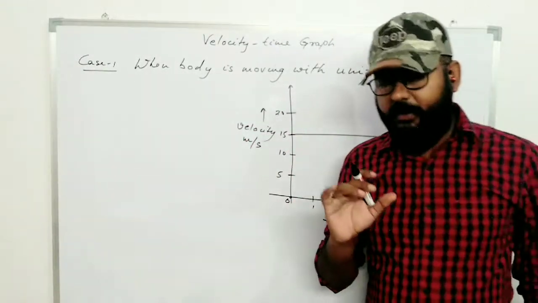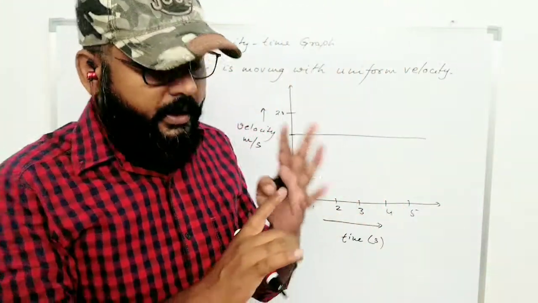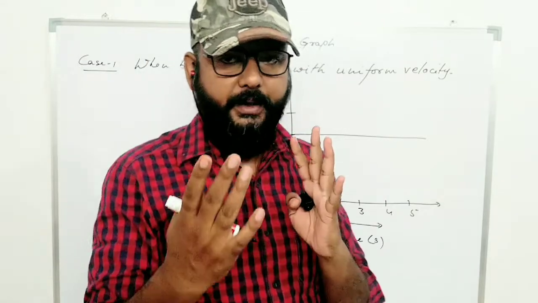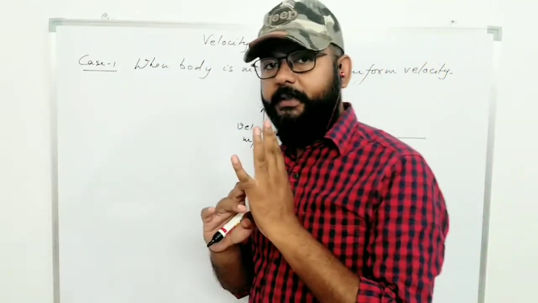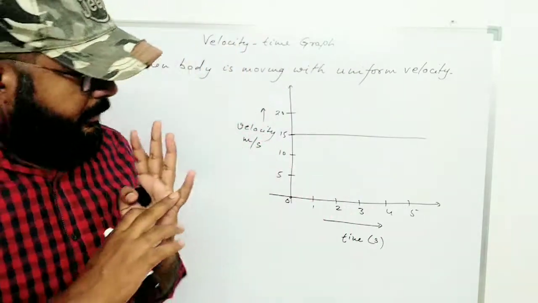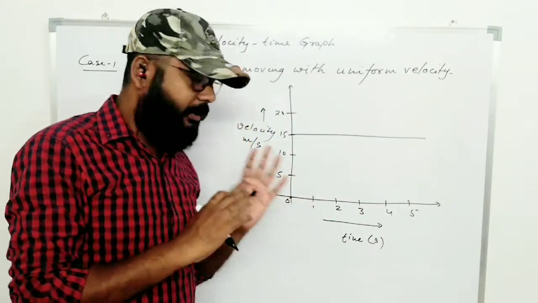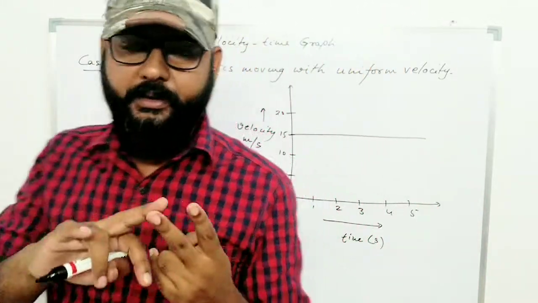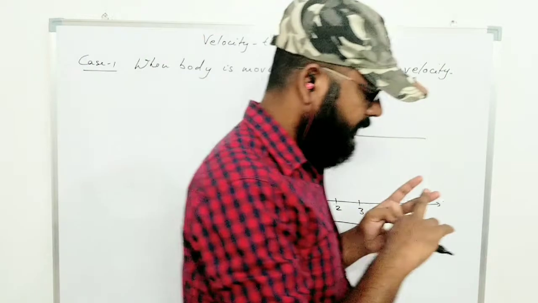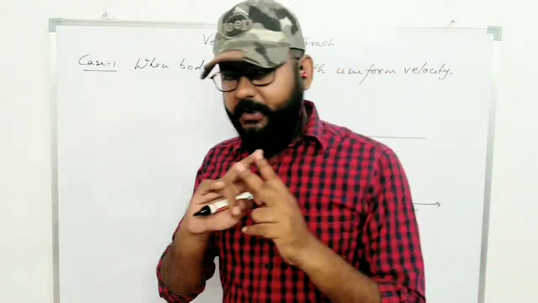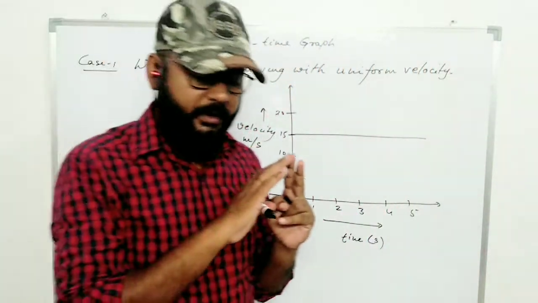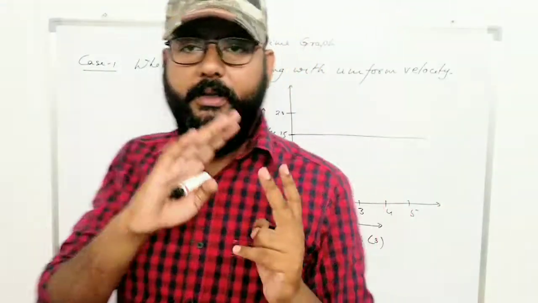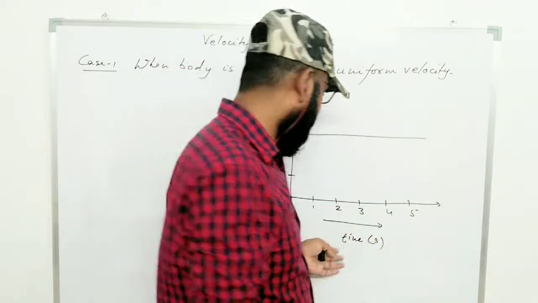Now the main important thing in this graph: with the help of the distance time graph, we find the speed of the object. With the help of the velocity time graph, what do we find? Two things: one is acceleration and the second is displacement. How do we find displacement? By the help of area. And how do we find acceleration? By the help of slope. I already told that tan theta is also known as the slope of the line.